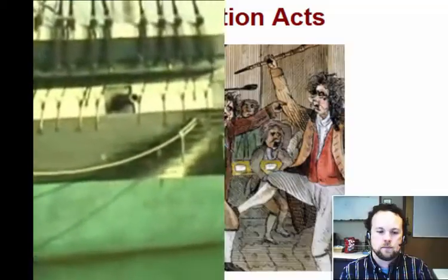That same year, in response to the growing threat of war, the ship seen here, the USS Constellation, was built. The Constellation had 36 cannons and was the first U.S. Navy vessel ever to capture a foreign warship. The ship that it captured belonged to France.